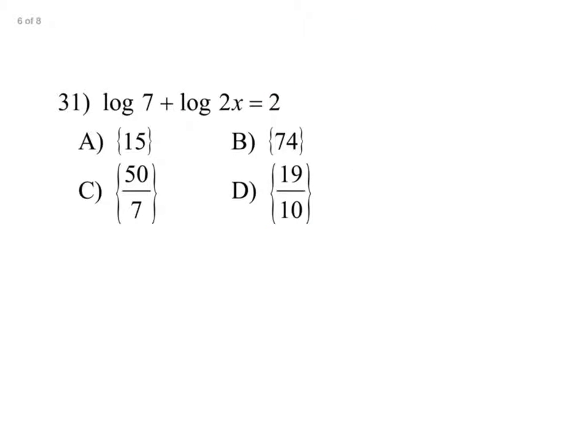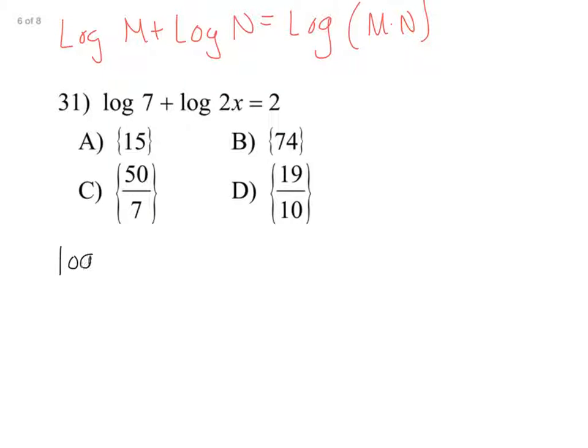And number 31, that is going to require use of our properties of logs. And what that says is if I have two logs that are added to each other, then what I can do is condense them into multiplication. So using that property, I can condense these logs. And notice I don't have a base on that log. That means that the base is going to be 10. So I can rewrite this as log of 7 times 2x, and that's going to be equal to 2.